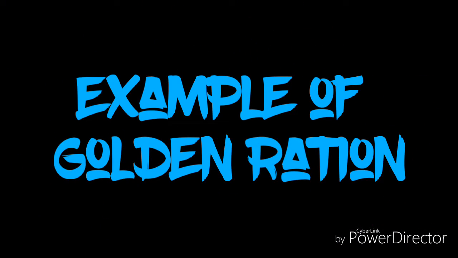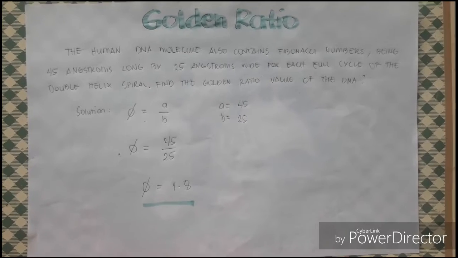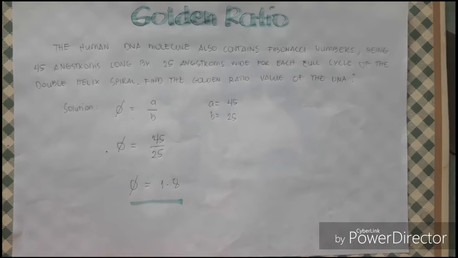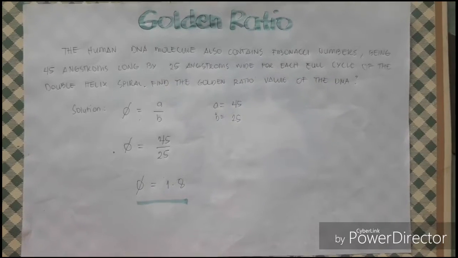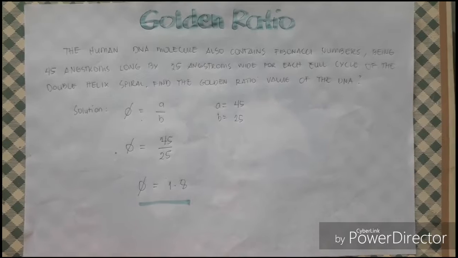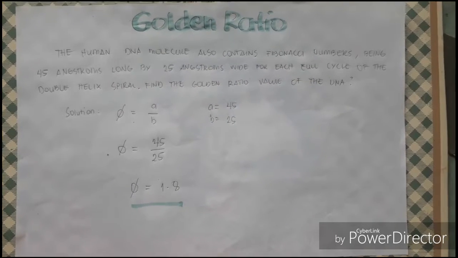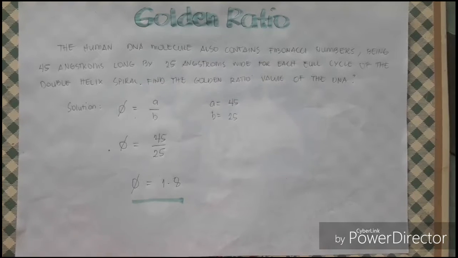And last, golden ratio. When we say golden ratio, it is the most aesthetically pleasing proportion. Example, the human DNA molecule also contains Fibonacci numbers being 45 angstroms long by 25 angstroms wide for each full cycle of the double helix spiral.